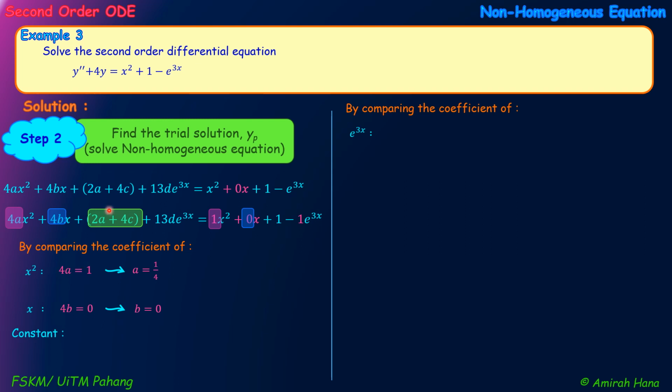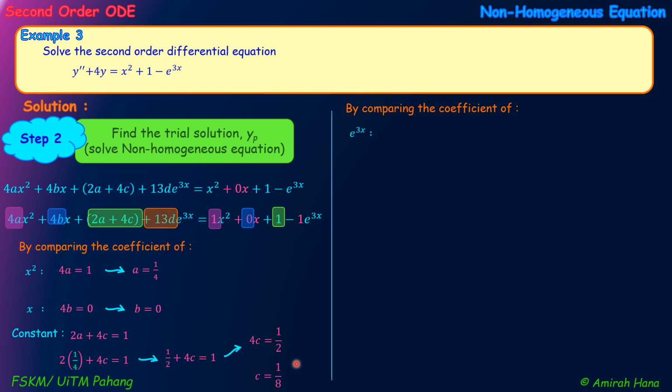After that, we compare the constant. So we get 2a plus 4c equals 1. We already have a equals 1 over 4, so we replace here: 2 times 1 over 4 plus 4c equals 1. Then we simplify, and we get c equals 1 over 8.